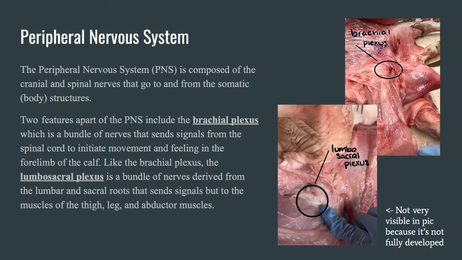So brachial plexus is a bundle of nerves that sends signals from the spinal cord to initiate movement and feeling in the forelimb, while lumbosacral is a bundle of nerves derived from the lumbar and sacral roots and send signals to the hind limb.